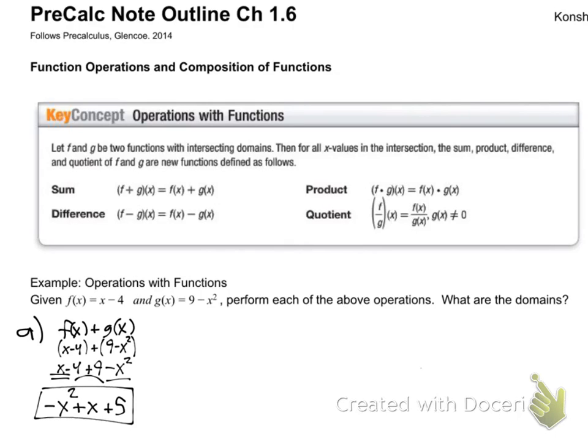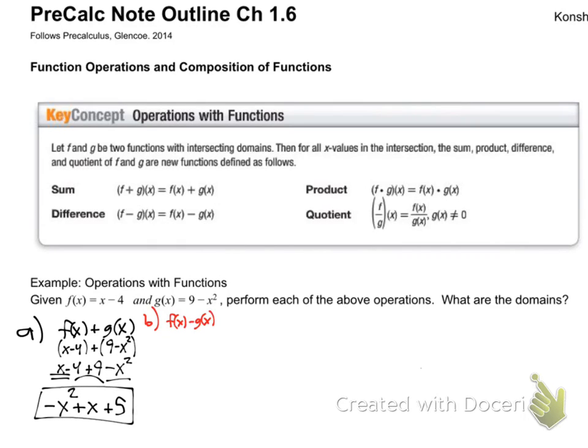So that would be the sum of the 2 equations. Part B. What happens when you subtract them? And then this is where I think it's going to be very important to have your parentheses. So what is f of x minus g of x?